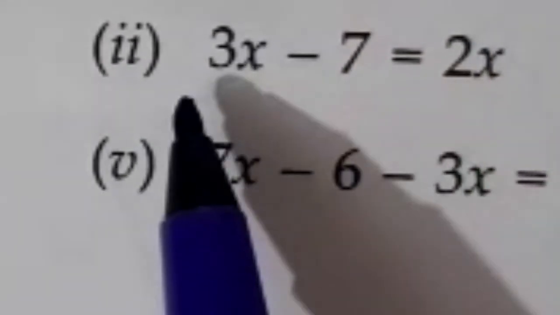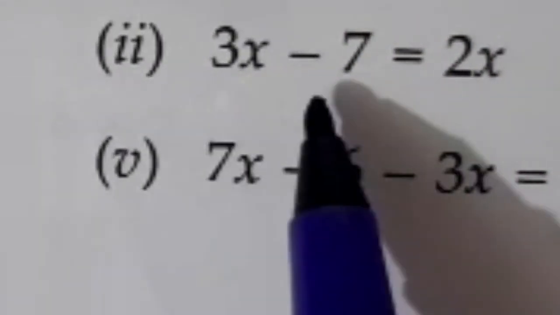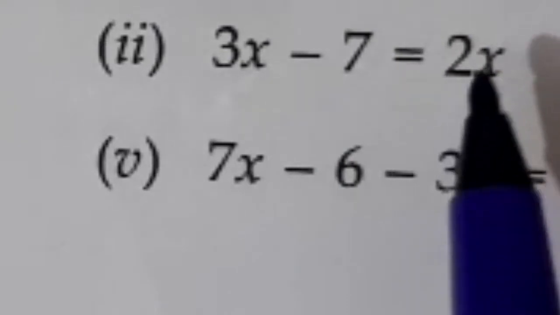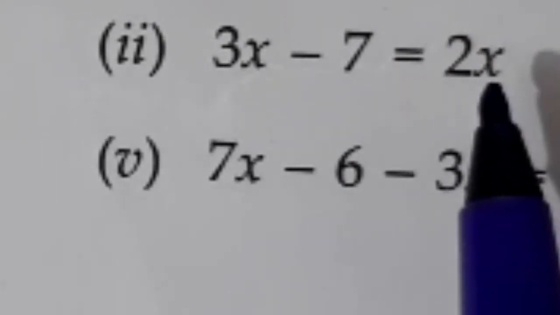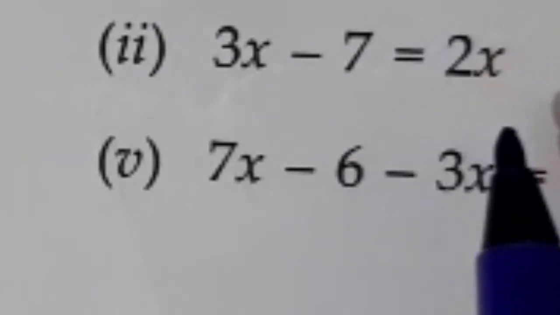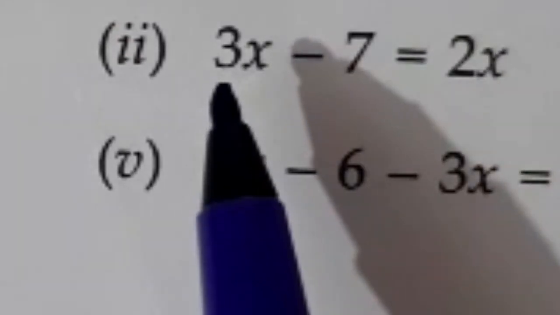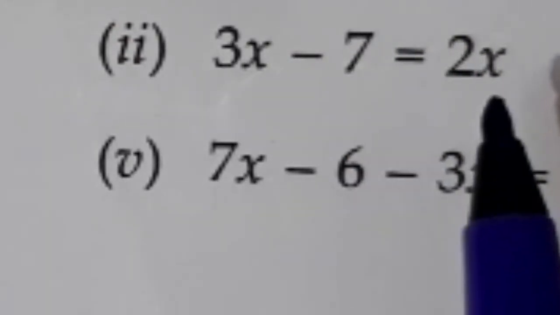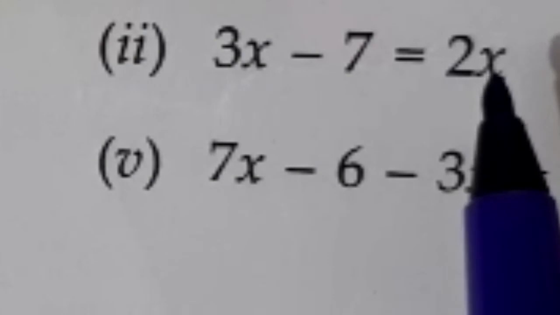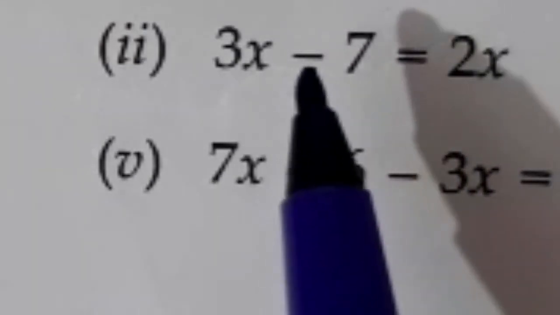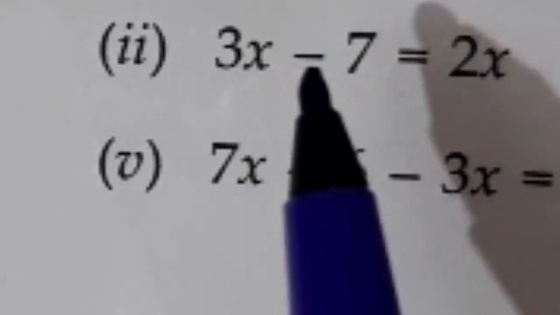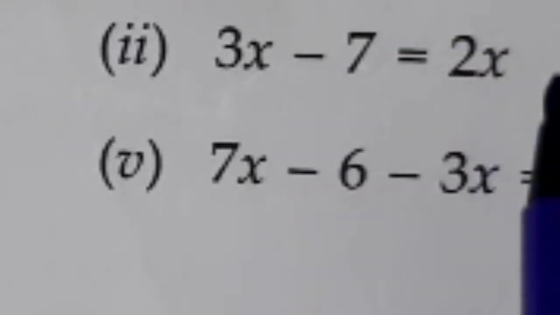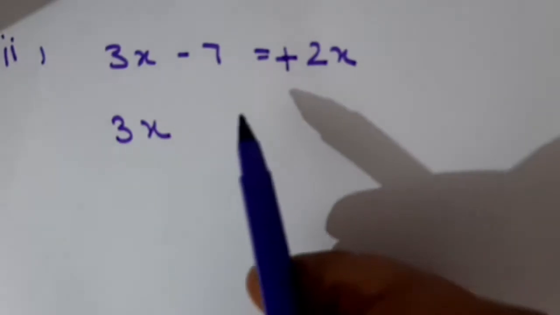Now let us do the second question. 3x minus 7 is equal to 2x. Here there are two unknown quantities, 3x and 2x. So I'll shift my unknown quantity, that is 2x, from RHS to LHS. And this minus 7 I'll shift from my LHS to RHS.